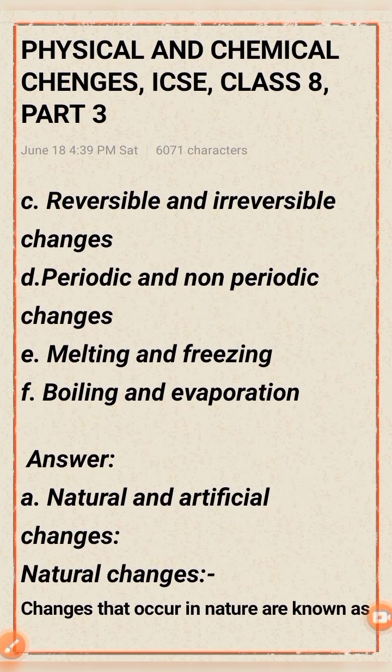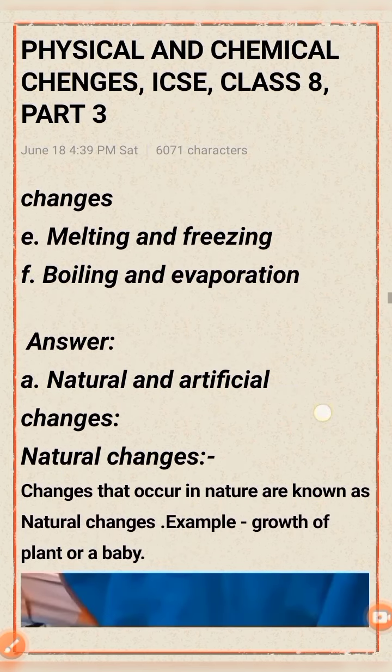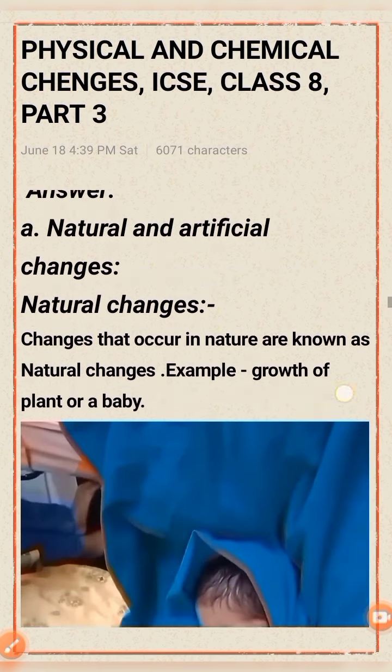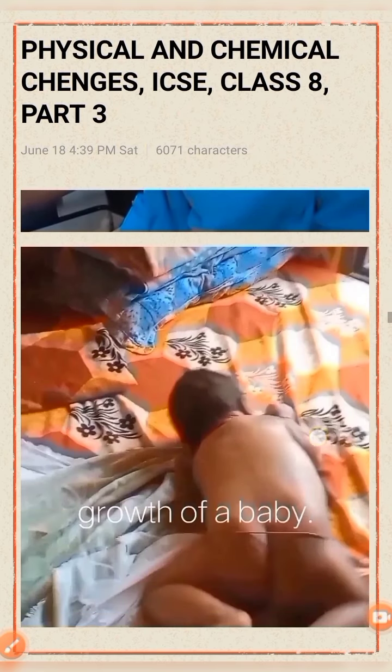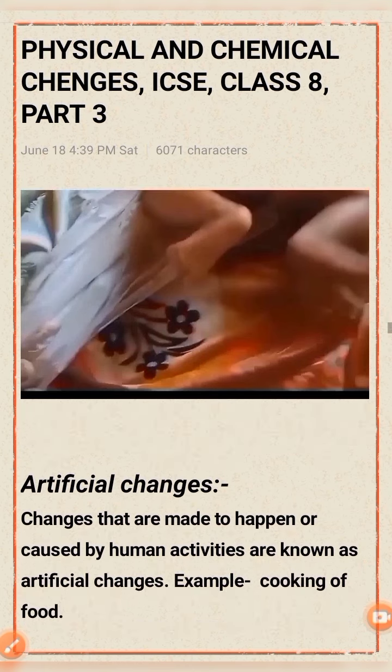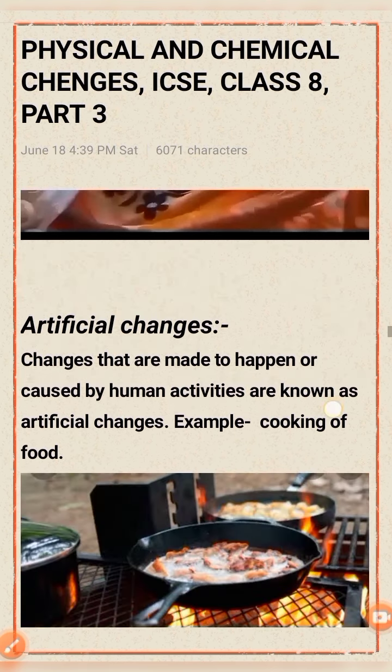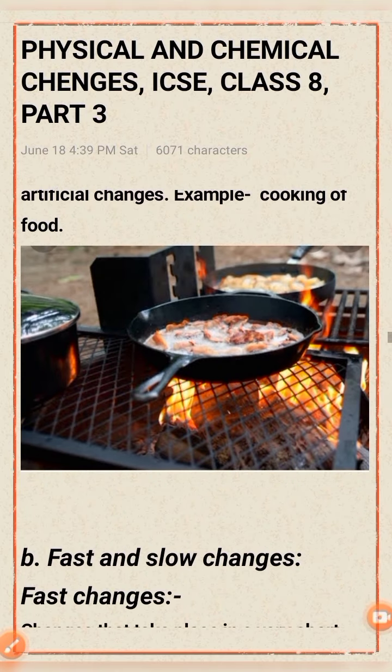First part, number A, natural and artificial changes. Natural changes: changes that occur in nature are known as natural changes. Example, growth of a plant or a baby. Next, artificial changes. Changes that are made to happen or caused by human activities are known as artificial changes. Example, cooking of food. Show the video of cooking of food.